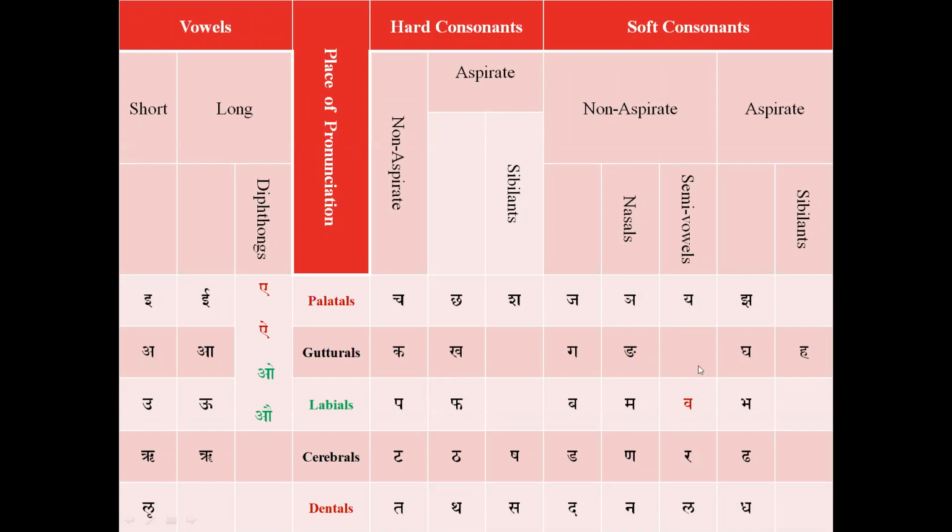And va is a semi-vowel. Therefore, you can see the letter vakara under the category semi-vowels. And va is alpa prana, non-aspirate. So like that, you have to see each letter and understand the properties. You can take a snapshot of this and keep it with you. You can take a printout, keep it with you.